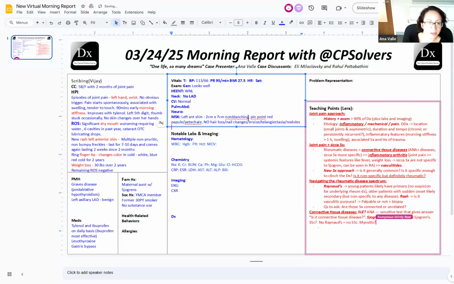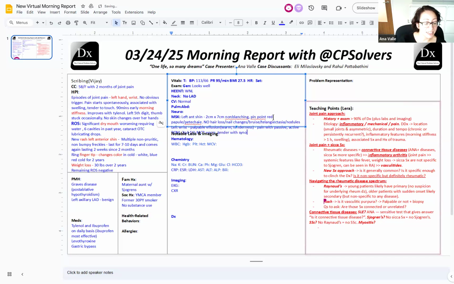Then lastly, with the musculoskeletal exam, she had a left wrist with a palpable effusion. It was warm to the touch, and it was tender to palpation. She had pain on both active and passive range of motion of that left wrist. And in her left hand, the 2nd, 3rd, 4th, and 5th MCPs were warm and had synovitis, as well as tenderness to palpation.